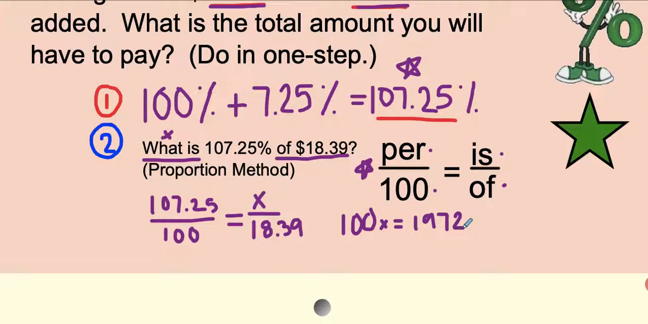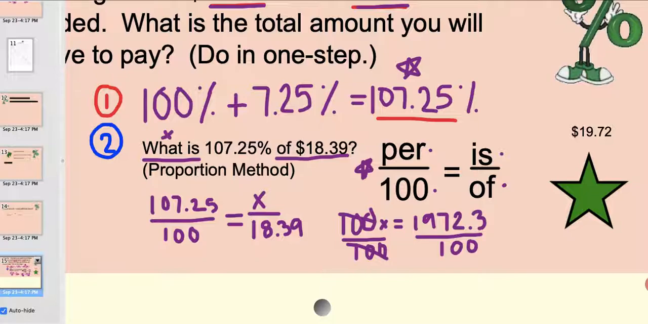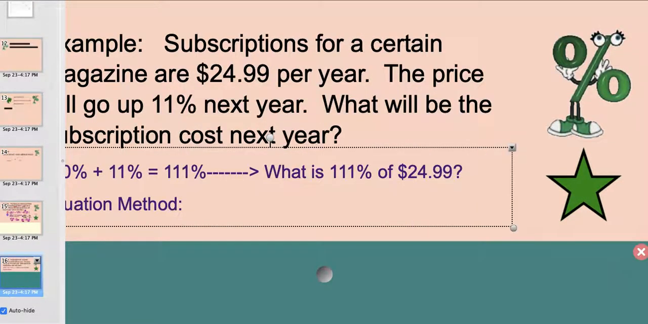If you do this all on your calculator, you're not going to have to round. Because I'm writing it down here, I'm going to round. So your last step then is to divide by 100. So x equals, if I divide that by 100, dividing by 100 is just moving your decimal point to the left 2 times. We're going to get about $19.72. So there's your proportion method. Just remember we have per 100 equals is over of.